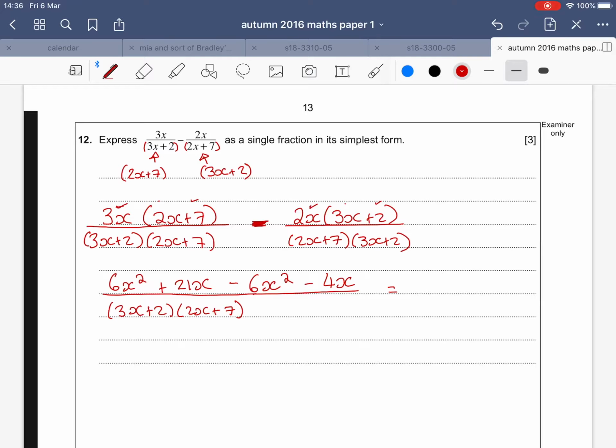Simplify again. So the 6x squared, take away 6x squared would just cancel each other out. So you've just got 21x, take away 4x, which is 17x. And the denominator stays as it is. You can expand them if you want, but you do not have to. And that's our answer.